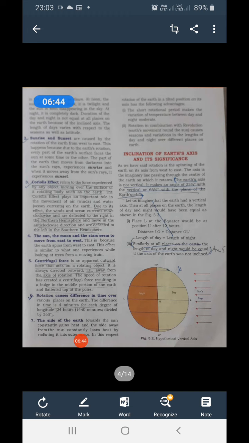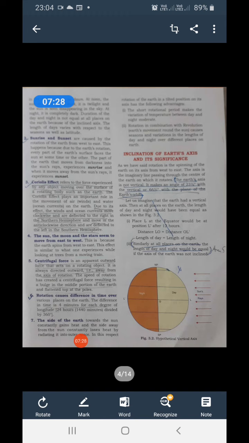And they have given here, due to the effect of Coriolis movement, the winds and ocean currents move clockwise and are deflected. They change their position to the right in the northern hemisphere, and they move in the anti-clockwise direction, and their position is deflected and changed to the left in the southern hemisphere. So the Coriolis force, which occurs due to the rotation of the earth, changes the movement of the winds and the ocean currents. The next point is that the sun, the moon and the stars seem to move from east to west, because the earth rotates from west to east.